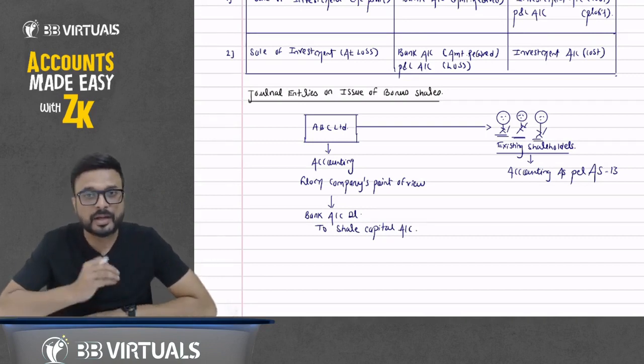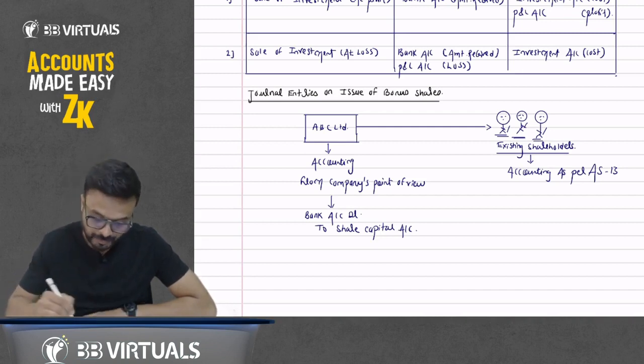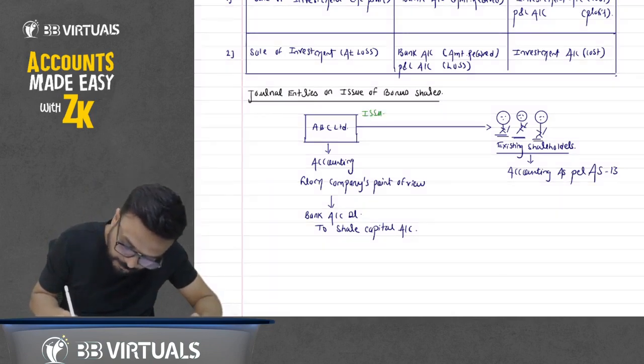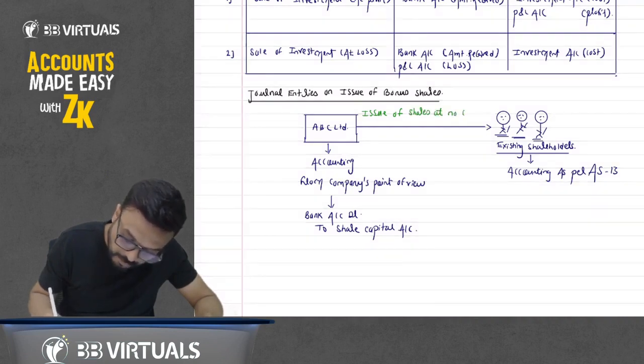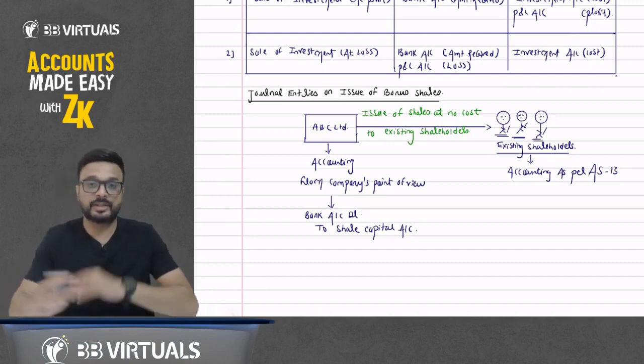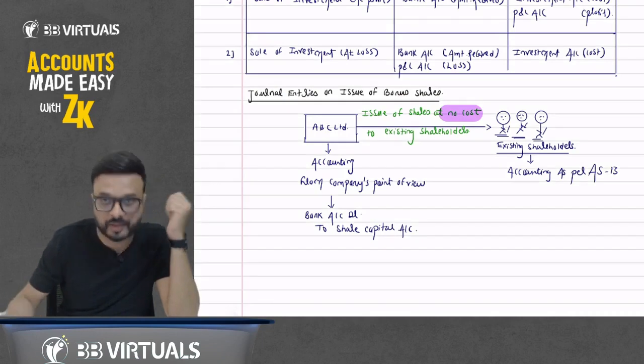But tell me, has the company received any amount here? No. Why have they not received any amount? Because they are issuing at free of cost. So when they issue these bonus shares to existing shareholders, they issue at free of cost. Issue of shares at no cost to existing shareholders. So they are issuing at no cost, free of cost.